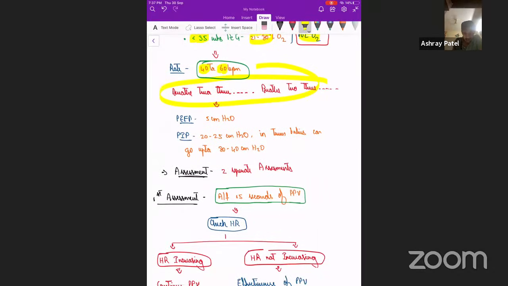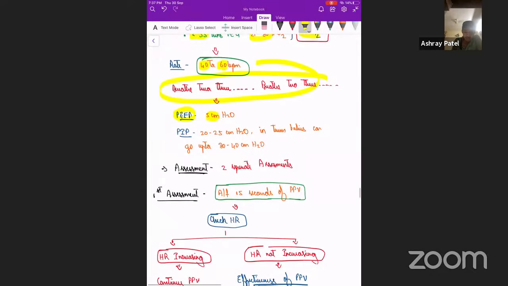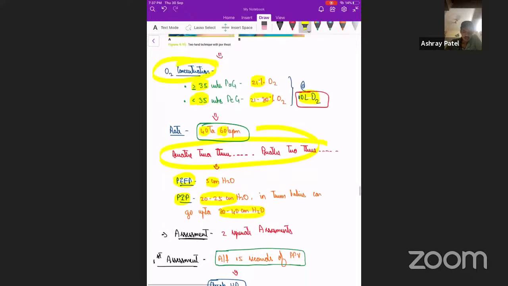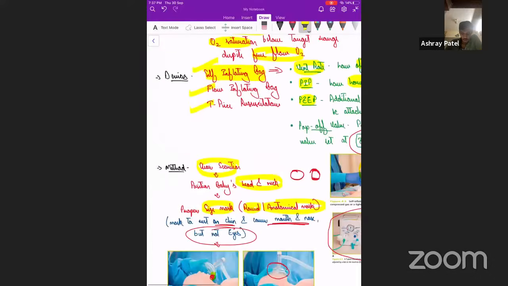If you have the facility in your ambu bag, then you set the PEEP at 5 centimeter H2O. Peak inspiratory pressure, if you're using a T-piece, you can set as well, at 20 to 25 centimeter H2O. In term babies, we can go up to 30 to 40 centimeter H2O as well. Okay, fine. This is how we give positive pressure ventilation.